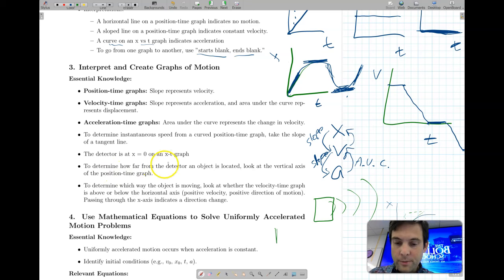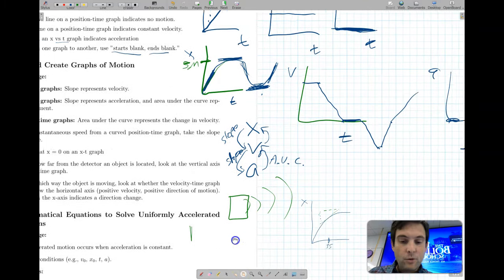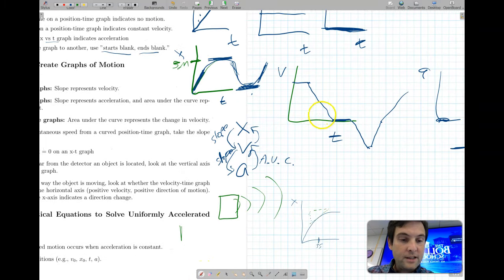To determine how far from the detector an object is, look at the vertical axis of your position versus time graph. So if we come up to 5 meters, that means we're 5 meters away from our detector. To determine which way the object is moving, we need to look at whether the velocity versus time graph is positive or negative. If we're in the positive area, our velocity is positive, so we're moving in the positive direction.